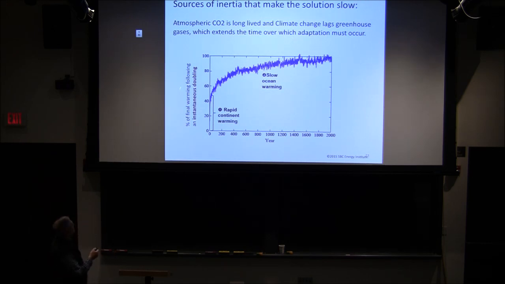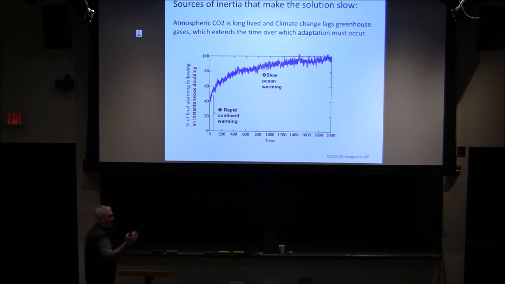This is a graph from climate modeling that shows what happens if you were to snap your fingers and instantaneously double the atmospheric CO2, and then keep it constant at that level. What would happen is that 66%, two-thirds of the warming would happen in about 100 years, and the rest of it would take another 1900. And this is the slow warm-up of the oceans.